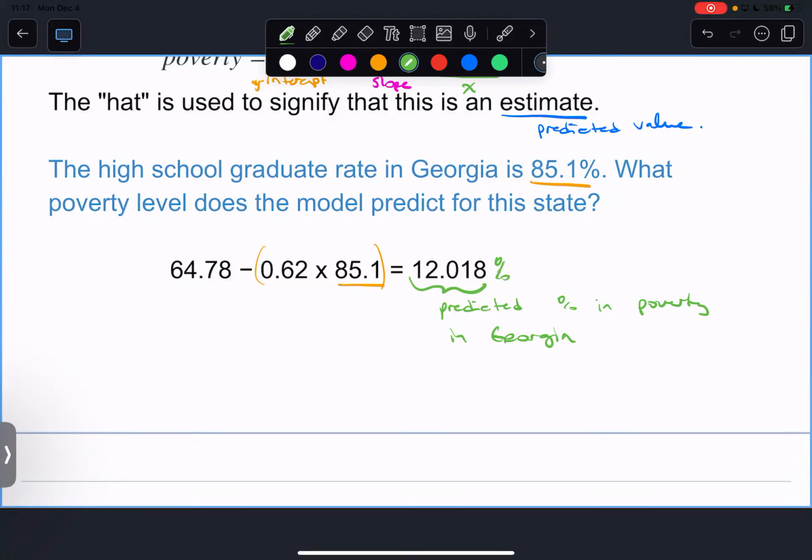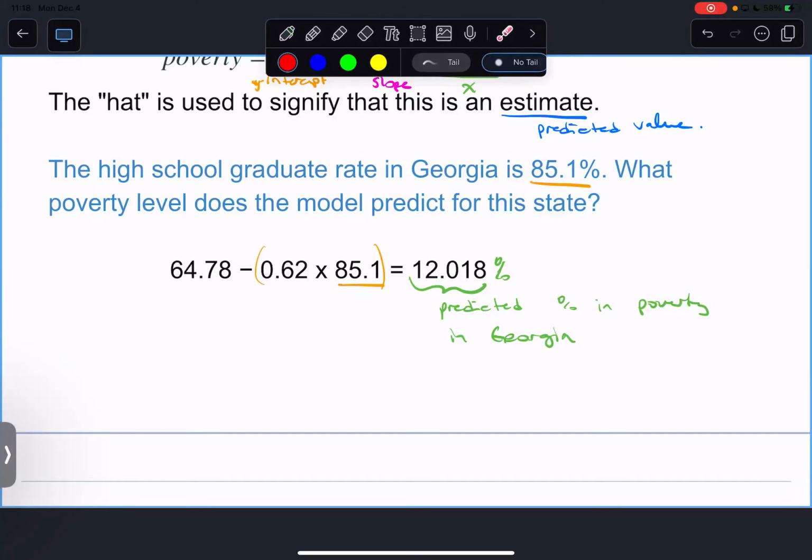I guess this would make a nice segue into residuals, which is the next slide, but I just added a page because I wanted to talk about some stuff. But just for later, right, this is my predicted percentage in poverty in Georgia. But Georgia is one of the points on my scatter plot, and there is some actual percentage in poverty. Now, the difference between those two is what we call the residual.